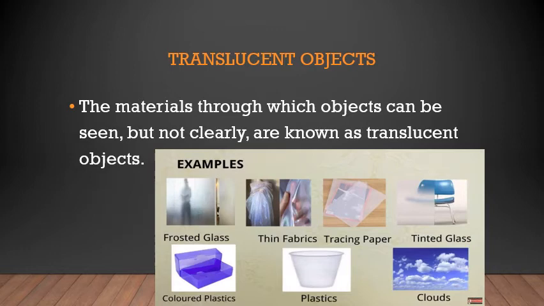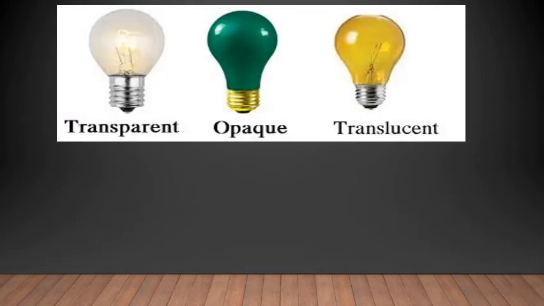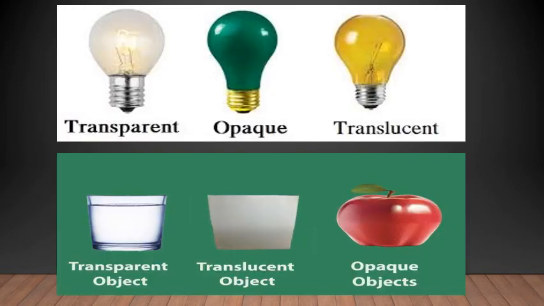We can therefore group materials as opaque, transparent and translucent. Here are examples of each. A transparent object can be a glass, a translucent object is an oiled paper or a butter paper, and an opaque object is a fruit or a vegetable. You cannot see through opaque objects.